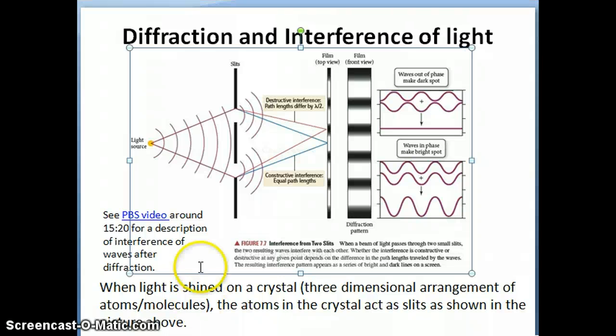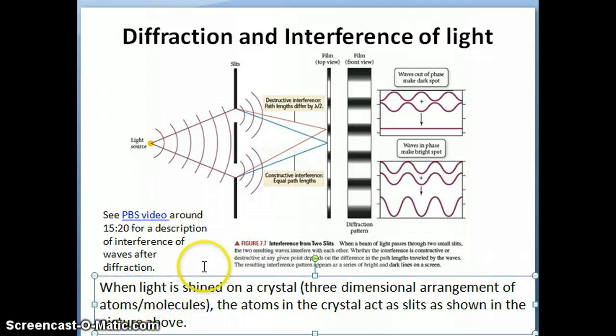But if I go back to the lecture slide, I point out here at the bottom, I made this statement, which is that when light is shined on a crystal, so what is a crystal? A crystal is basically a three-dimensional arrangement of atoms and molecules. So if I have diamond, for example, a diamond that you have in front of you, it's basically a three-dimensional arrangement of carbon atoms. So the carbon atoms are arranged in a certain way.